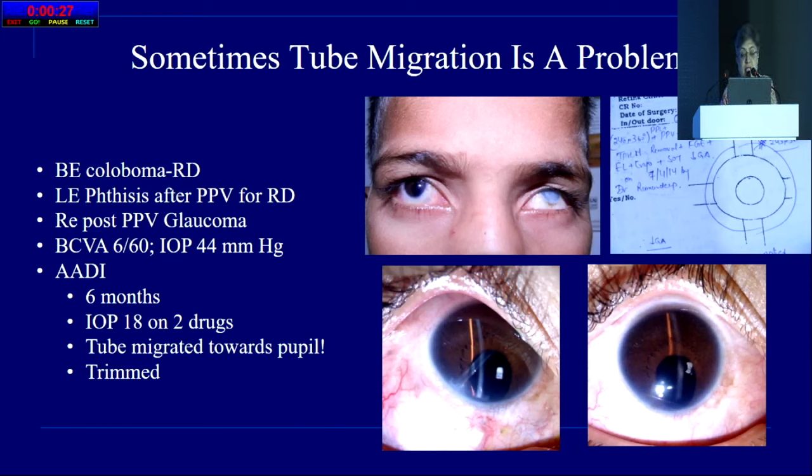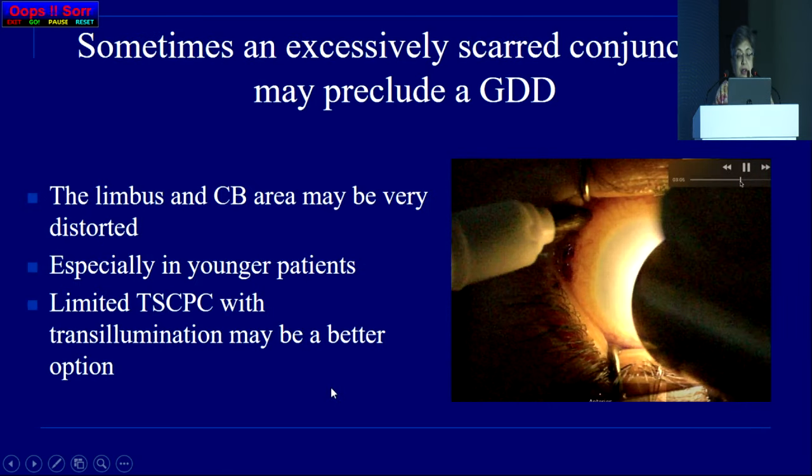Sometimes tube migration is a problem. So this, again, this patient, we have a lot of these one-eyed ones, coloboma, RD, and then left eye phthisis after a PPV, right eye post-PPV glaucoma. And now they're gifted to us. Now it's your baby. So BCVA of 6/60, 44 millimeters. We did the AGV 6 months later, again, looked out at the 6 months later, the tube migrated towards the pupil, and then you had to trim it. So you go in and you trim the tube, and now the pressures are all right.